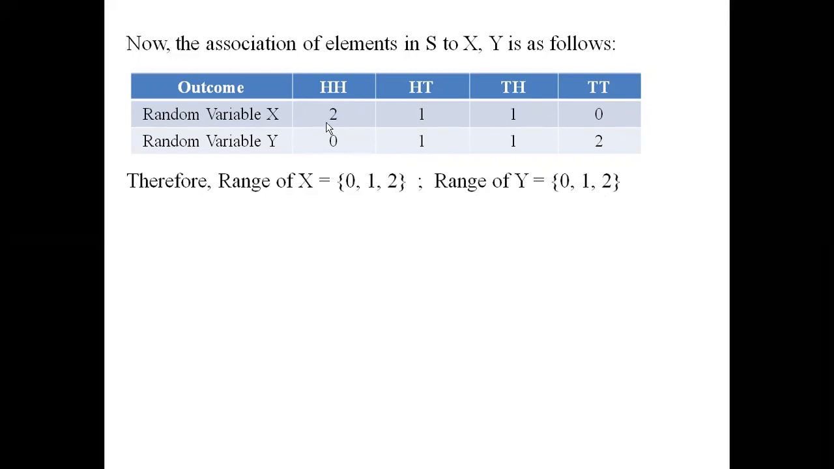The real numbers associated with the random variable x are 0, 1, 2. That is why we are writing 0, 1, 2. And similarly, the real numbers associated with random variable y are also 0, 1, and 2. So keeping that in mind, we are writing down the range of x and y.